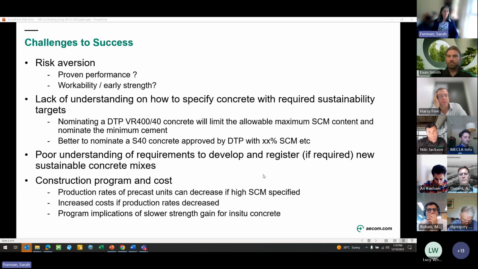If during the bid phase they've assumed certain production rates of precast units, and certain strength gain out of the concrete, then if we're using high SCMs and they're not aware of some of the limitations or how to modify them using appropriate additives, then they're not going to get what they expect and they can't meet either the program or the cost. Because if you change the production rate of a precast plant, your costs are going to go up. So that's just something to keep in mind.